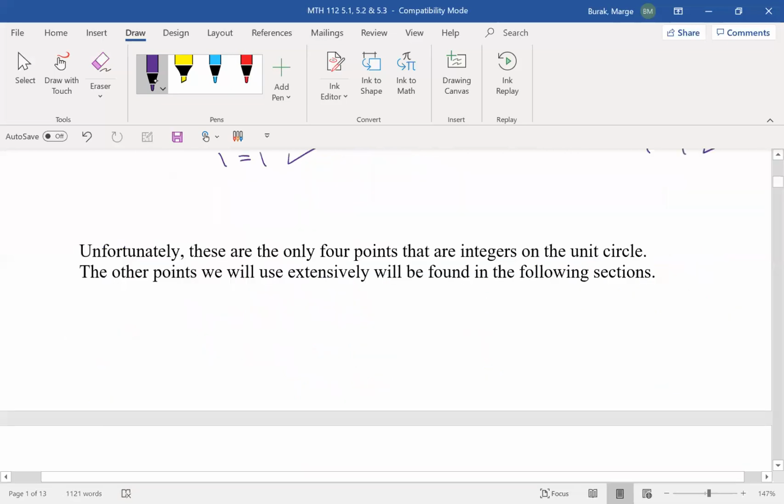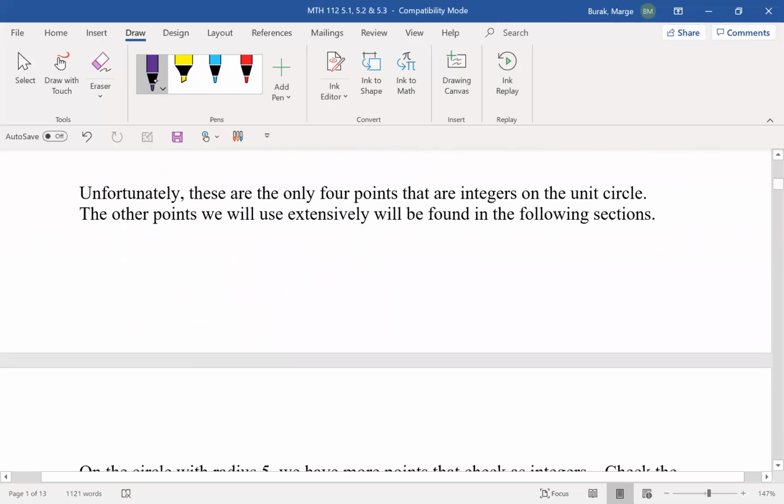Unfortunately, these are the only 4 points that are integers on the unit circle. Integers are whole numbers, positive and negative whole numbers. The other points we will use extensively will be found in the following sections.